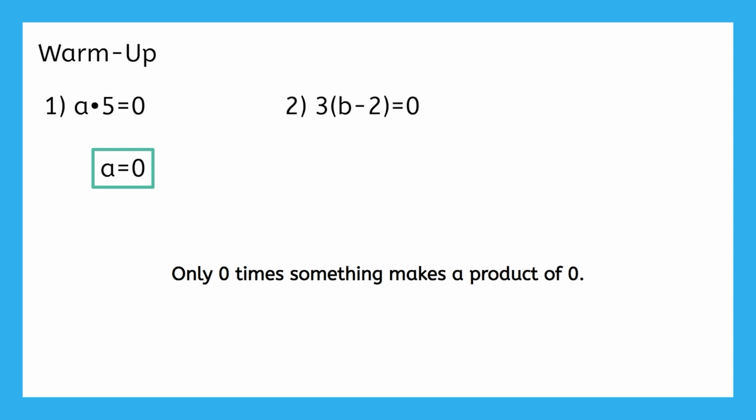The second equation feels more complicated, but only because there's a grouping here. What if I think about this b minus 2 grouping as just one big factor? Then I have 3 being multiplied by something to get 0. What do I have to multiply times 3 to get 0? Yeah, this factor has to be 0, so that 3 times 0 will equal 0. If our factor b minus 2 must be equal to 0, then we can write an equation from that and solve it to get that b equals 2.